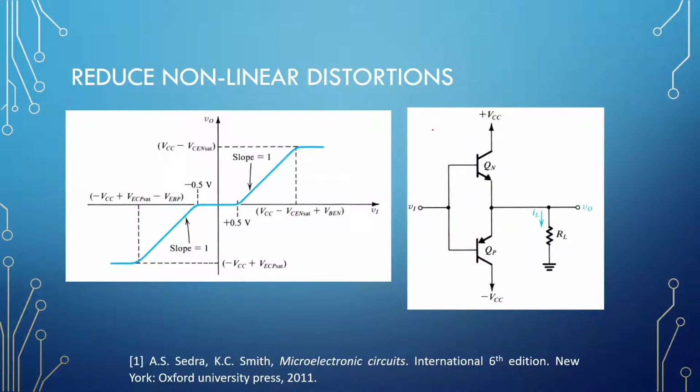As an example for reduction in nonlinear distortions, the class B amplifier suffers from this crossover distortion right here. One of the fixes is to put the op amp here and feed back the output into the op amp as a buffer configuration, and this area right here is not removed, it is reduced.